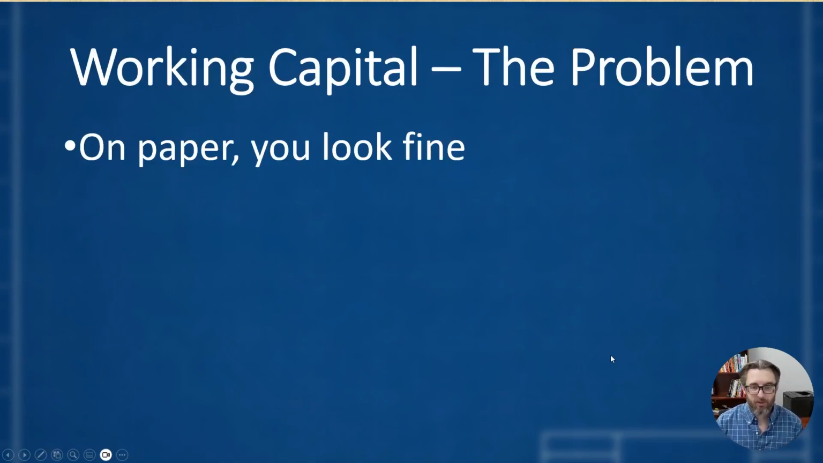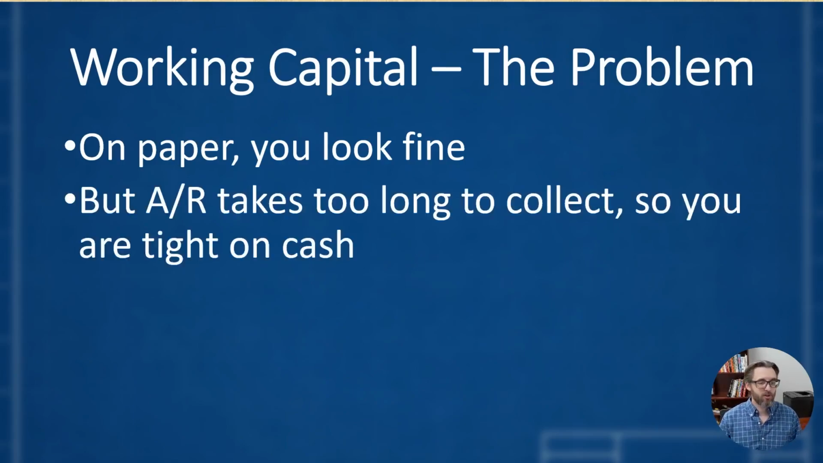All right, and really here's the problem: on paper you look fine. If you look at your current assets, yeah, you have some cash in the bank and you might have a huge AR balance. You've got a lot of people who owe you a ton of money. So on paper it's like, I'm owed way more money than what I owe to other people. Once all that money comes in, I'll have no problem paying off everybody else and I'll have a good profit. But that's not always what happens.